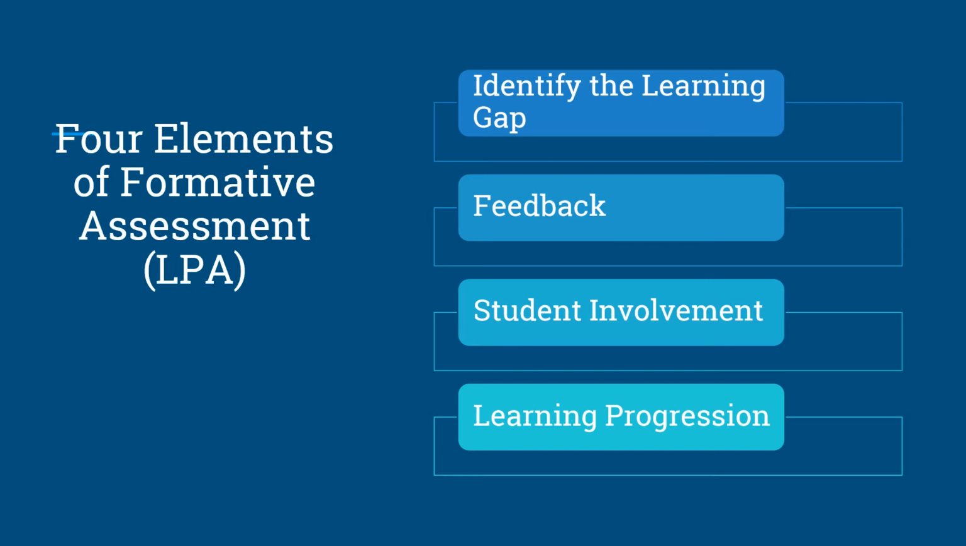Number 2, feedback provides critical information that the teacher needs to pinpoint the current status of a student's learning. Number 3, student involvement in these assessments is critical in order for them to bear any kind of fruit. And number 4, learning progression works to break down a larger learning goal into smaller sub-goals.